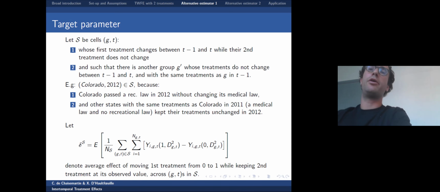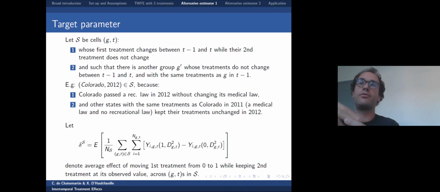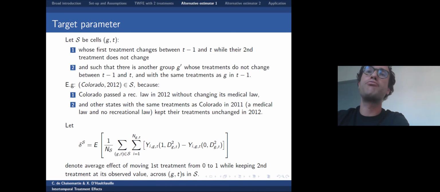Okay, and our target parameter is going to be the average effect of switching the first treatment from 0 to 1 while keeping the second treatment at its observed value across all of those cells which change their first treatment without changing the second one and have a proper control that we can use.